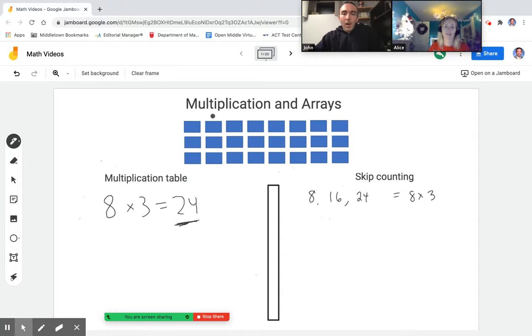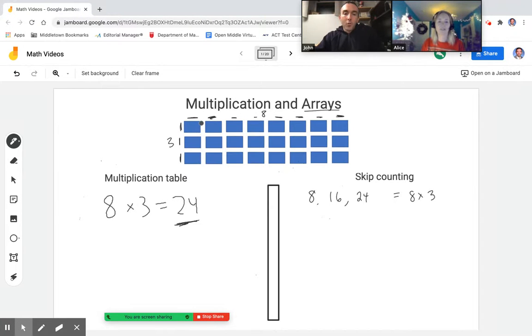Another way that is more helpful and more lasting as students move up through their math career is through an array. An array is just an arrangement of items. So for 8 times 3, we can view it as 3 units this way and 8 units this way. When we talk arrays, it's sort of like area. We're trying to figure out what is the area of a shape that's 3 by 8. Or, we can count the boxes.